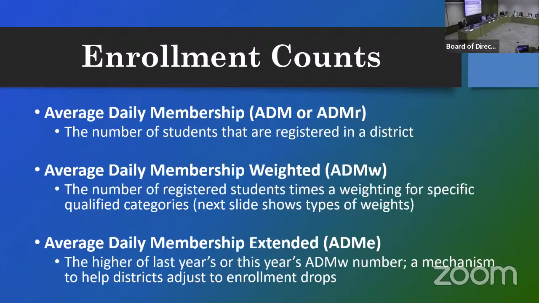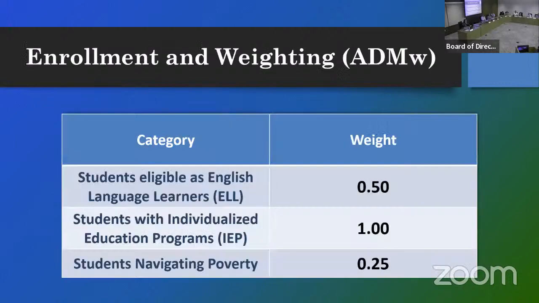But we don't get paid just on the number of kids that we have. Who is in our district makes a big difference. So the average daily membership, or ADMR, is just the number of students who are registered within our school district who attend. The average daily membership weighted, or ADMW, accounts for the fact that some students bring extra funds with them, so the district has the funds required to meet their needs. And then ADM extended: when the state calculates our revenue, they give us the higher of two numbers, either this year's ADMW or the prior year's. That's to help protect districts against an unexpected drop in enrollment on short notice. So that's important to know.